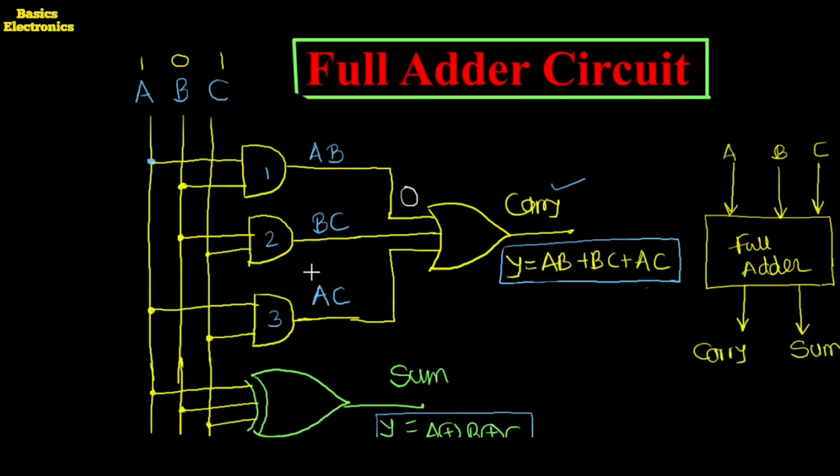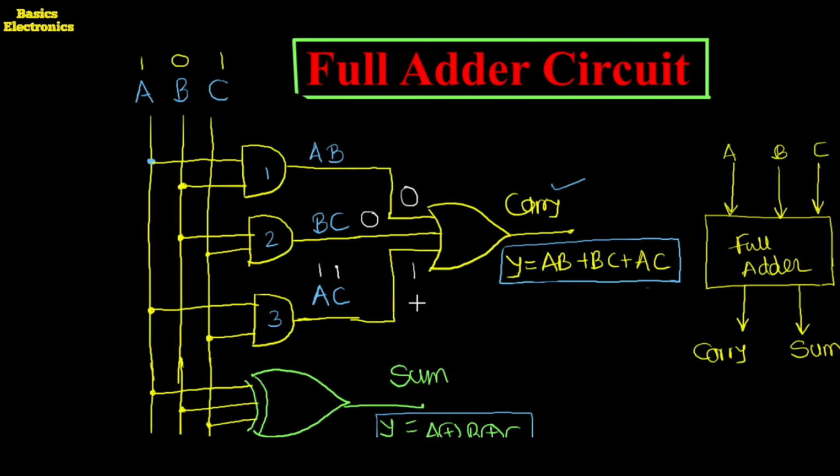B equals 0, which means the output of the second AND gate is also 0. C equals 1 as well as A equals 1, so the output of the third AND gate is 1. The AND gate produces a logically low output when any one input is logically low. Otherwise, the AND gate produces a logically high output when and only when all its inputs are logically high.